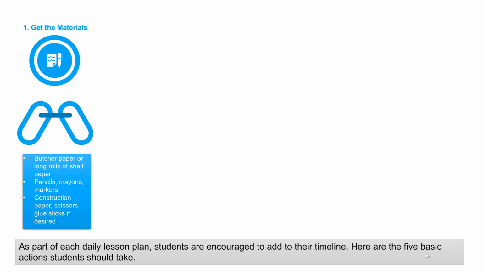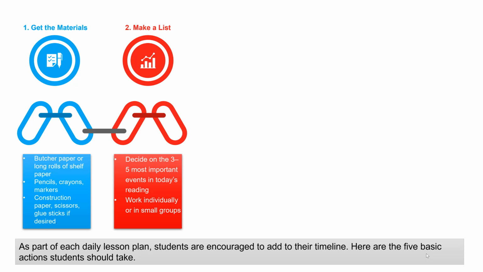Number 1, get the materials: butcher paper or long rolls of shelf paper, pencils, crayons, and markers, construction paper, scissors, and glue sticks if desired. Number 2, make a list. Decide on the 3 to 5 most important events in today's readings. Work individually or in small groups.